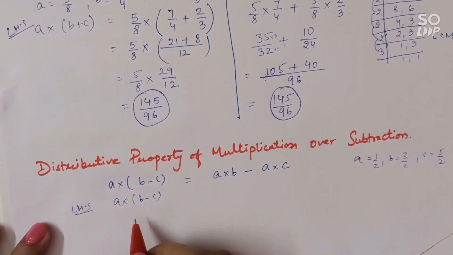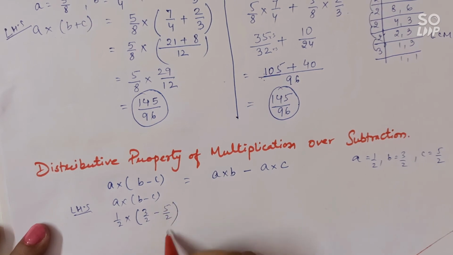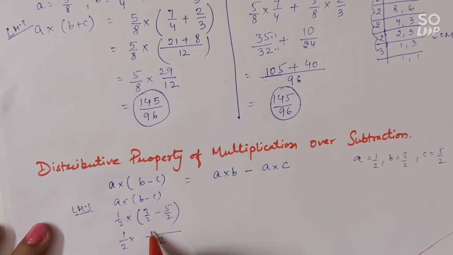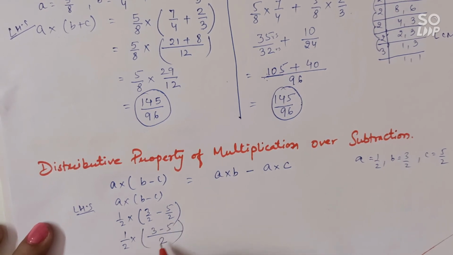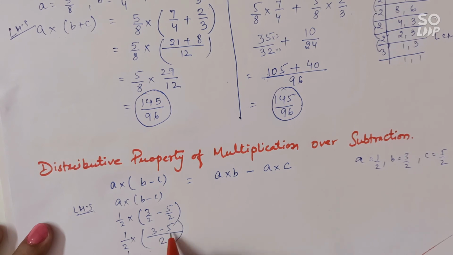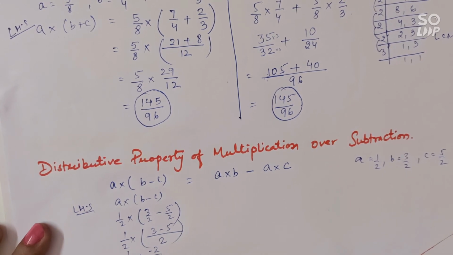Okay, so here a is 1 by 2 into b minus c. So b is 3 by 2 minus 5 by 2. 1 by 2 into, we'll solve this. 3 minus 5 is 2, 5 minus 3 is 2, but the sign of the greater number, that's minus 2 by 2. That's minus 2 by 4, or we can say minus 1 by 2.